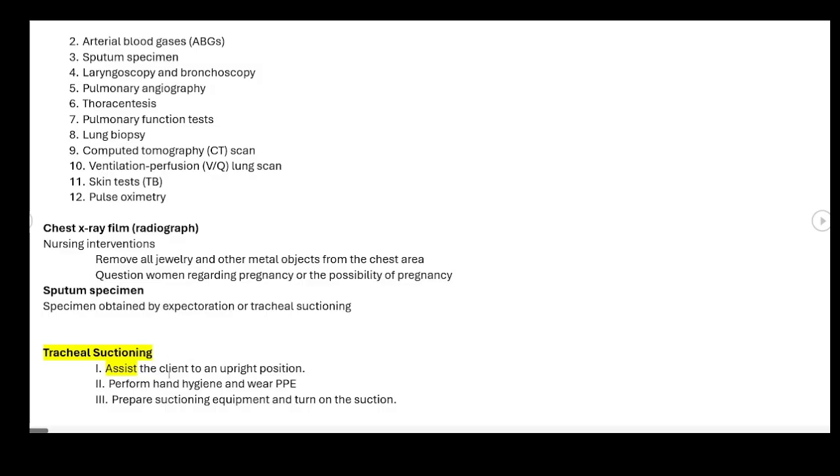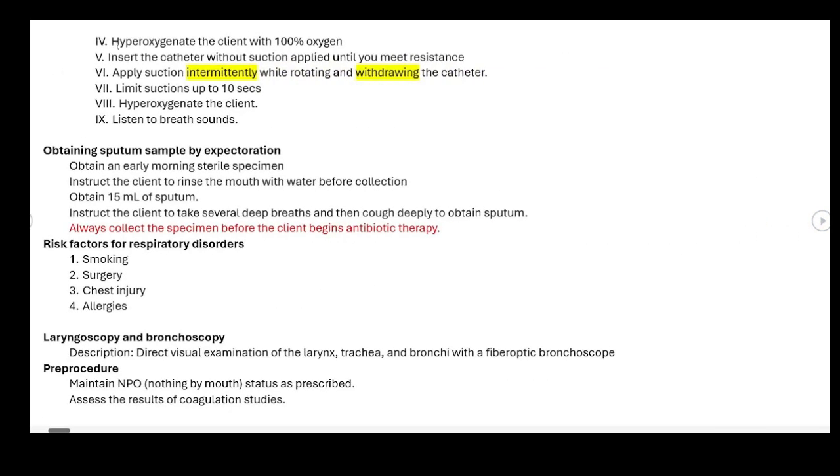One, you first assist the client to be in a sitting or upright position. Sometimes semi-Fowler position is okay. Make sure you perform your hand hygiene and then you wear your PPE. The next is to prepare the suction equipment and then turn the suction on. Once the suction is on, the next thing is to hyperoxygenate the client with 100% oxygen. Now you insert the catheter.